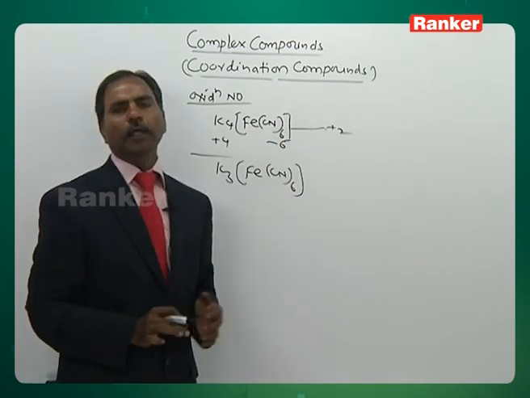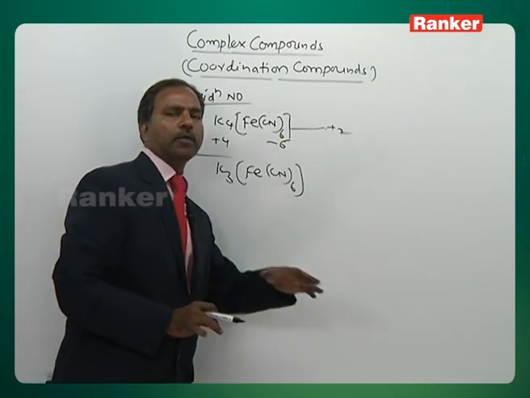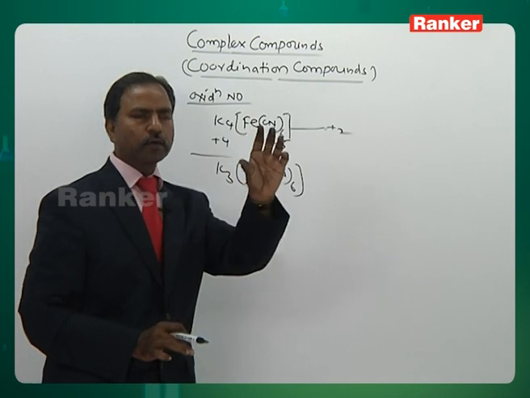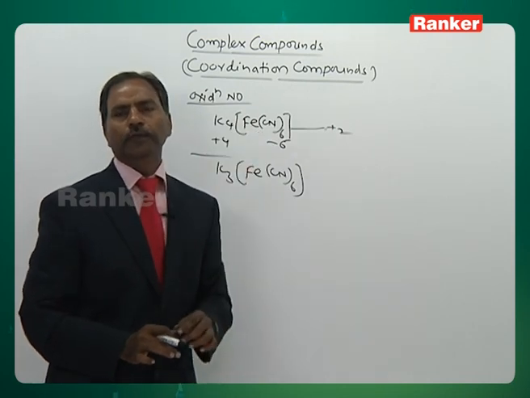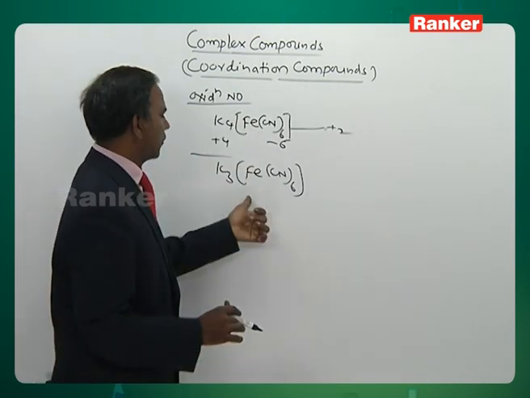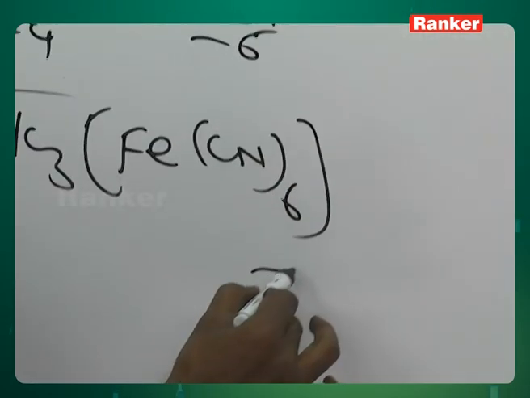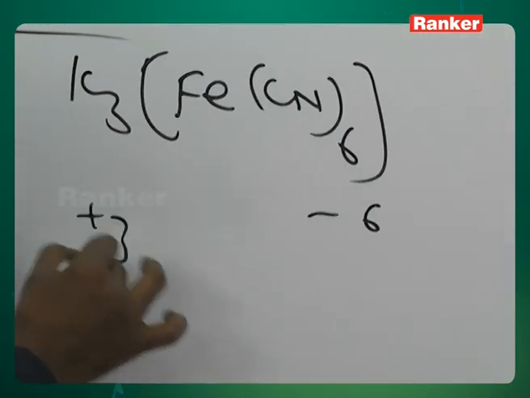You need not put x plus y plus z equal to 0. You need not use a formula. By looking at the complex, you should be in a position to see the oxidation number. Come to the next one. How many ligands are there here? Minus 6, right, plus 3.